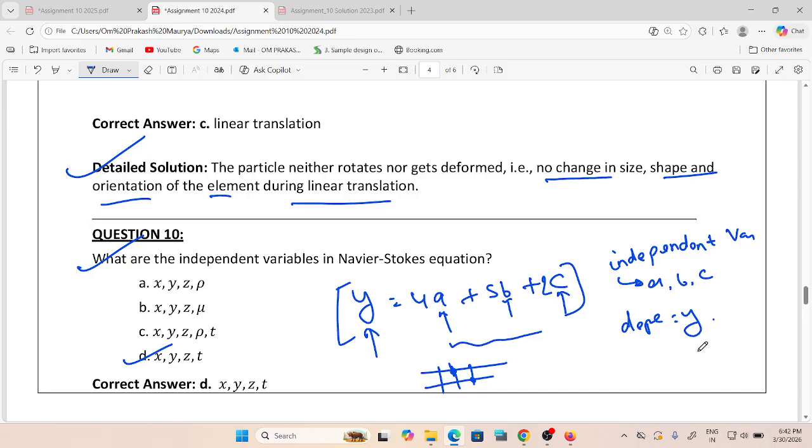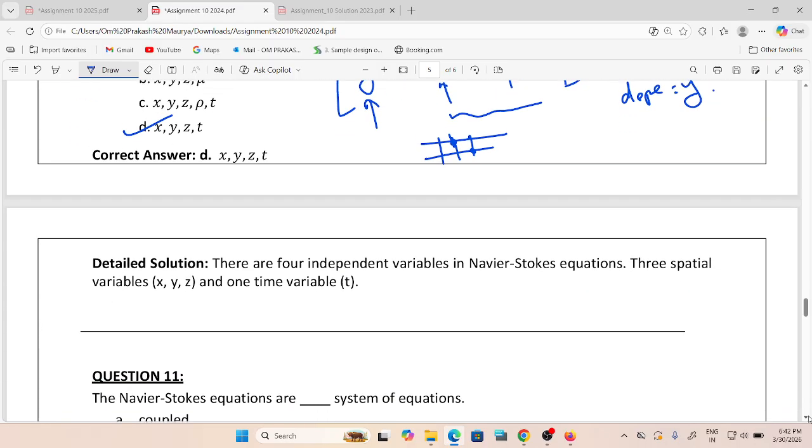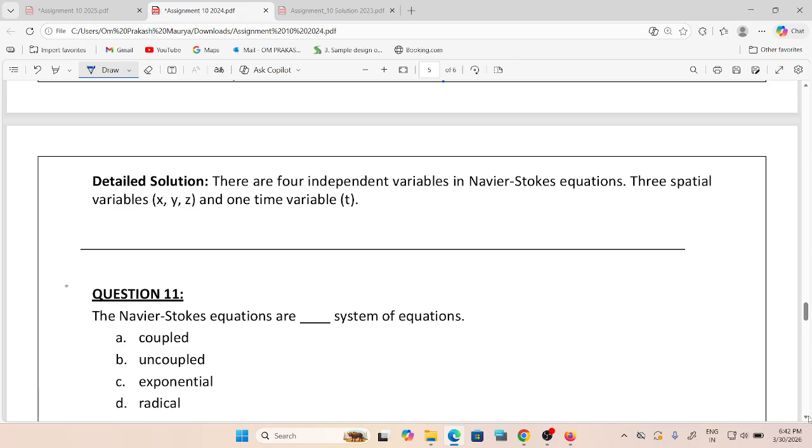Now, here option D is correct for question number 10. Next question is question number 11. In the detailed solution, there are 4 independent variables in the Navier-Stokes equations: 3 spatial variables x, y, z and 1 time variable. So you have the 4 variables. Now let us move to question number 11. The Navier-Stokes equations are coupled, uncoupled, exponential or radical system of equations.